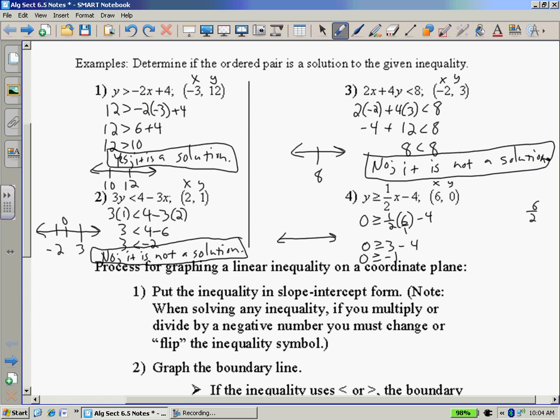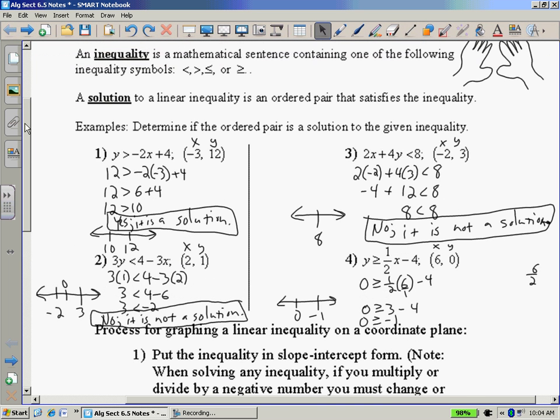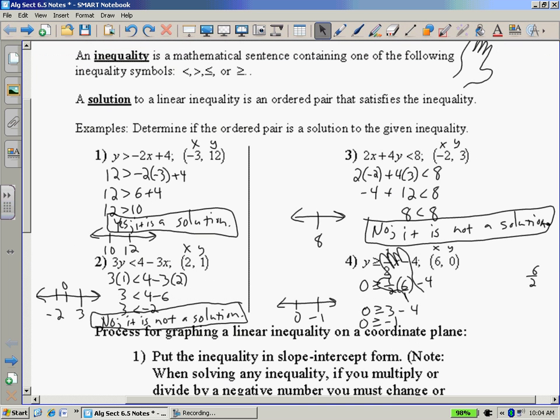Well, let's just sketch it real quick. Here's 0, here's negative 1. You may notice, okay, it fits my right hand here, so it's to the right. 0 is to the right of, or is greater than or equal to, negative 1.